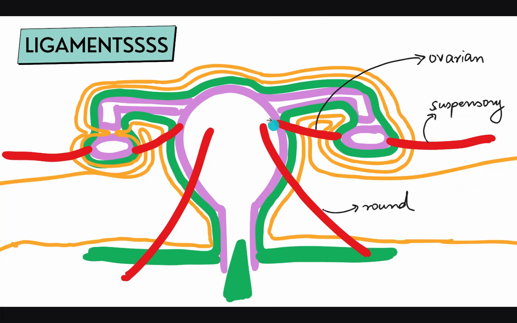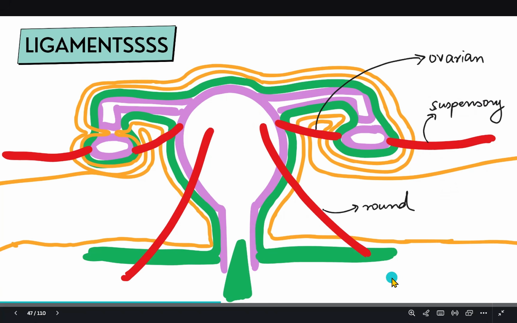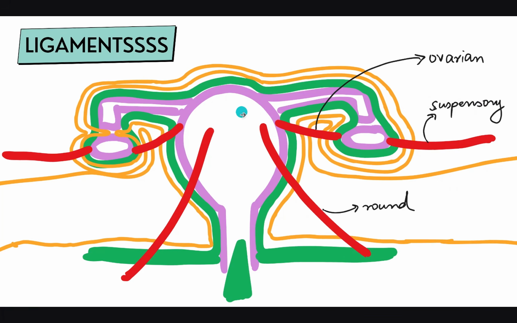All right. And then we have the round ligament. The round ligament connects the uterine horn to the labia majora. This connection pulls the uterine body forward or bends it. So this ligament is the one that is responsible for making the angle of anteflexion.